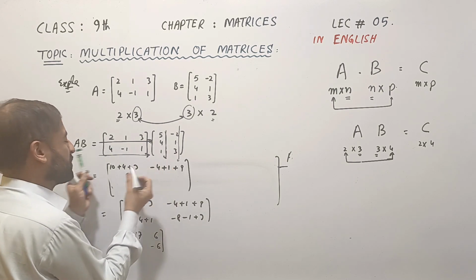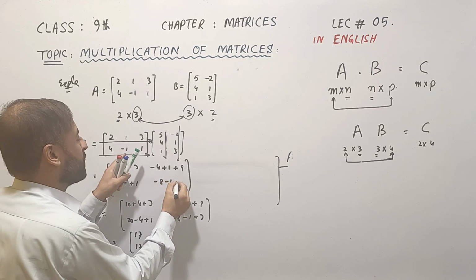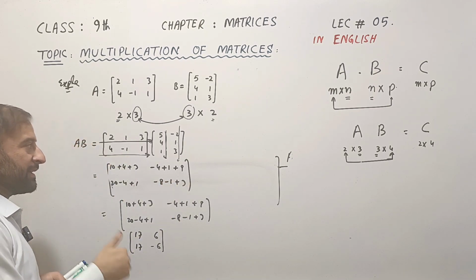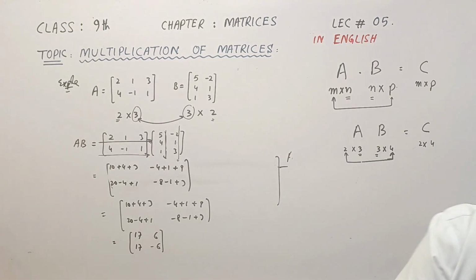20 minus 4 plus 1. Minus 8 minus 1 plus 3. You got the point? Okay.